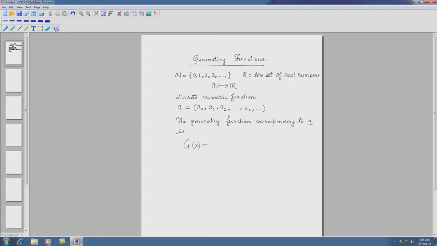g(x) equal to a0 plus a1 x plus a2 x² plus and so on up to a r x^r plus and so on. In a compact notation, we can write this as sigma r equal to 0 to infinity a r x^r.